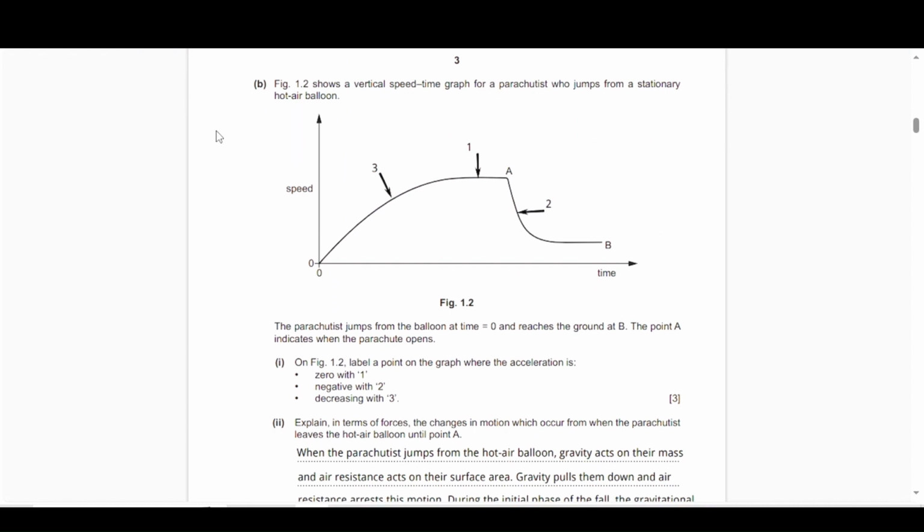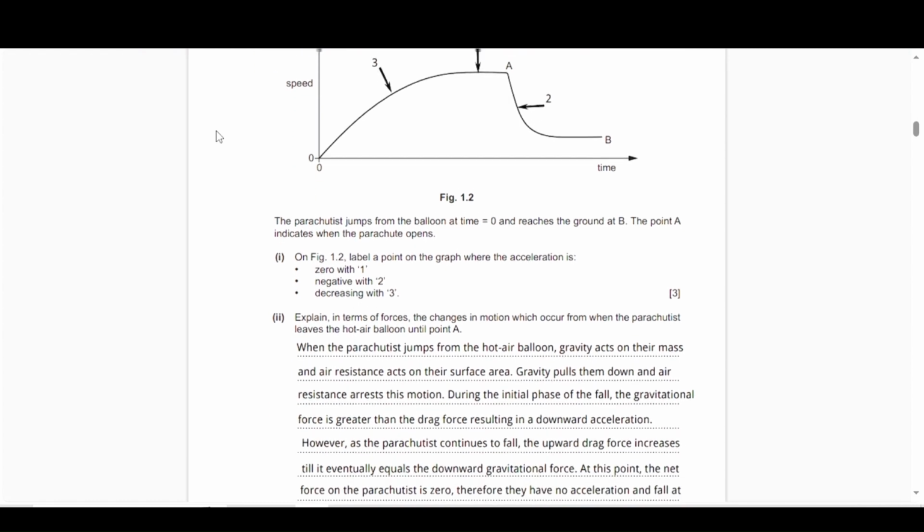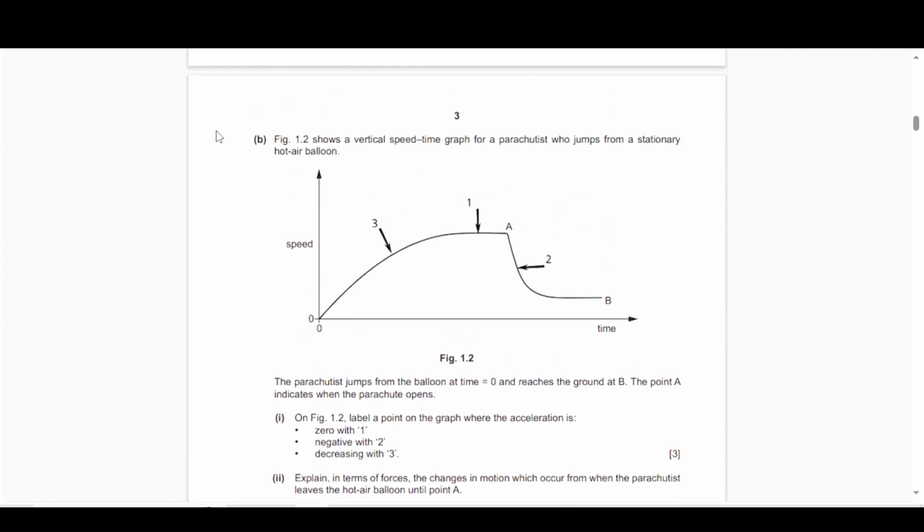They've said Figure 1.2 shows a vertical speed time graph for a parachutist who jumps from a stationary hot air balloon. The parachutist jumps from the balloon at time t equals 0 and reaches the ground at B. The point A indicates where the parachute opens. On Figure 1.2, label a point on the graph where the acceleration is 0 with 1, negative with 2, decreasing with 3.